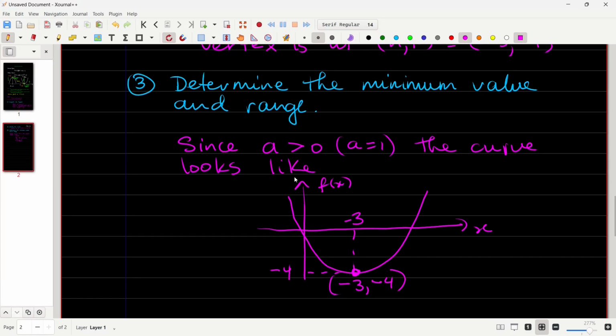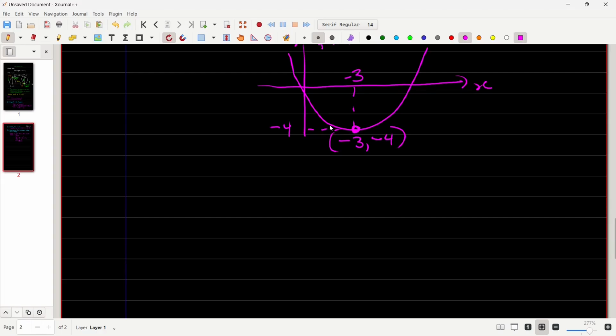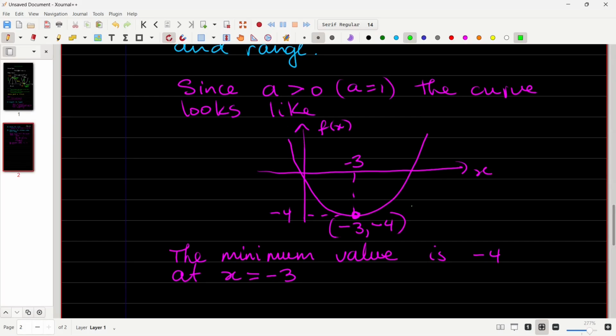All right. Now, we know what the parabola looks like. We know what the quadratic equation looks like. So now we can say something like the minimum value is -4 at x equal to -3. So again, notice what we're doing. We're identifying the minimum value, which is down here. I'm going to put that in a highlighted green. This is a minimum point.